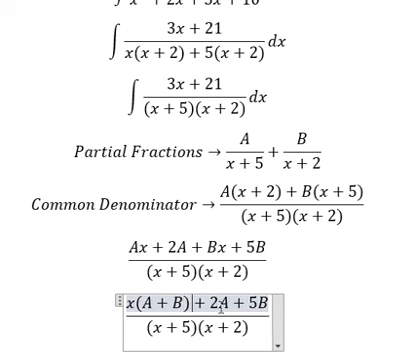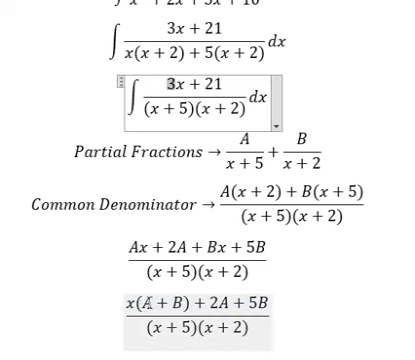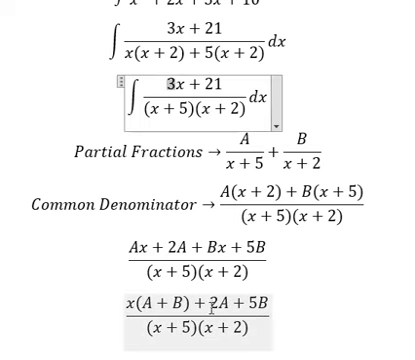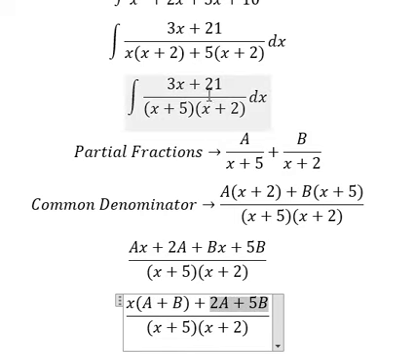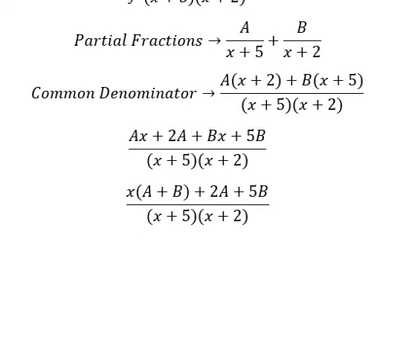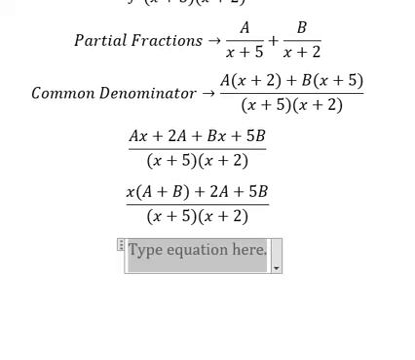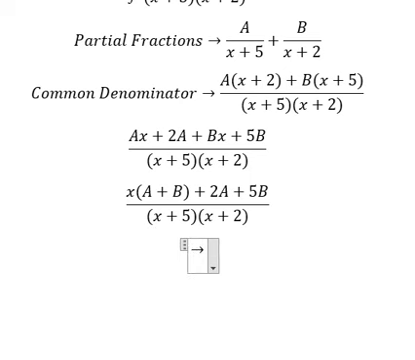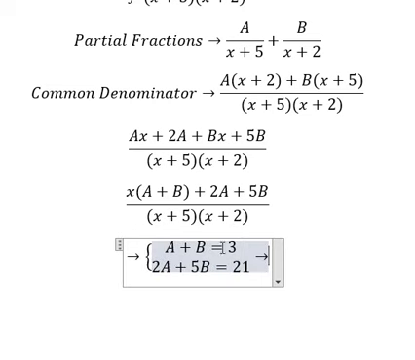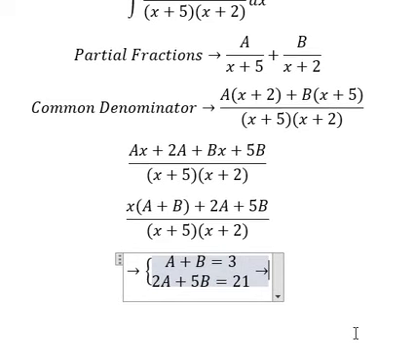Now we need to compare coefficients. We have number 3. That means A plus B equals number 3. The numbers in here equal 21. So we create the system of equations. And now we need to find the solutions of A and B.